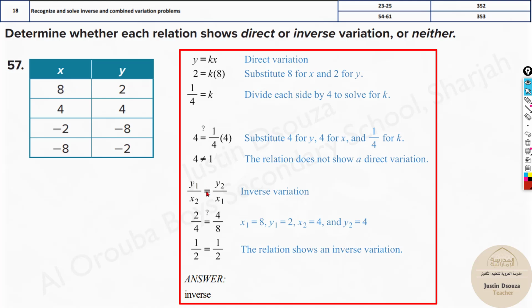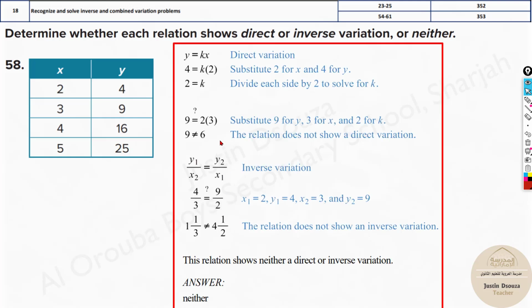So x1 is how much? 8. That is x1. y1 is 2, x2 is 4, and lastly y2 is 4. Now solve both sides. Are they equal? Yes, they are equal, so they are inversely varying. If they were not equal in both cases, then they are neither. But here for the inverse variation, yes, we get the answer.